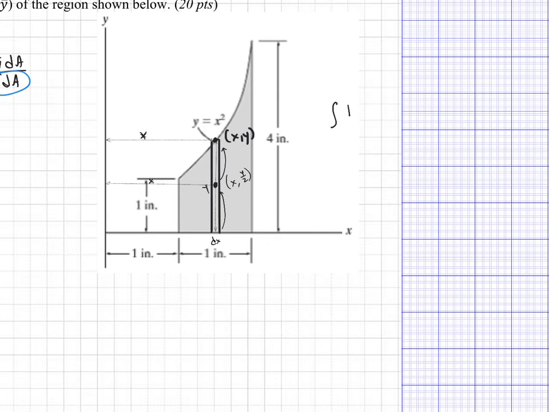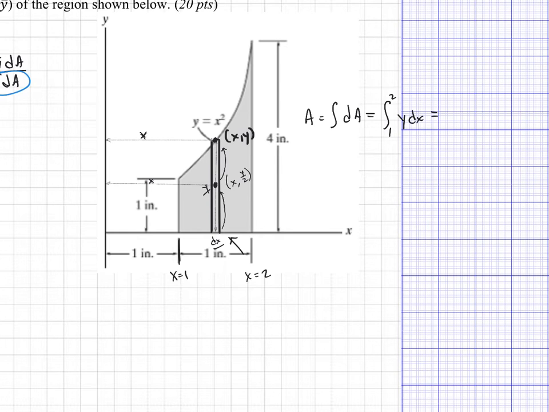So the integral dA. Well, what is that? That's just the area of this thing, so we're going to integrate it. And my dA is just the area of this little element, so it's the length times the width: y times dx. We're going to stack these boxes up from x equals 1 to x equals 2, so we're going to go from 2 to 1.